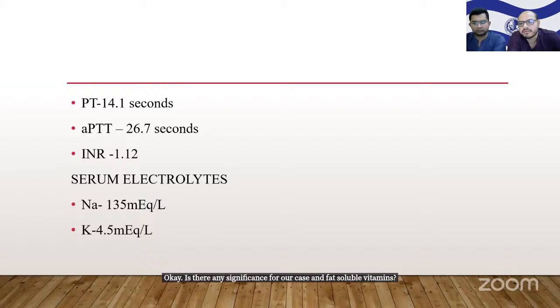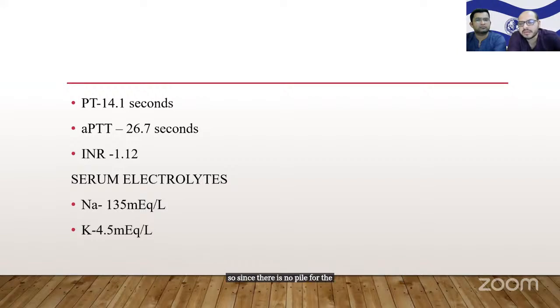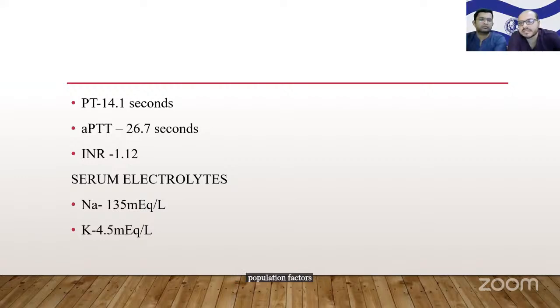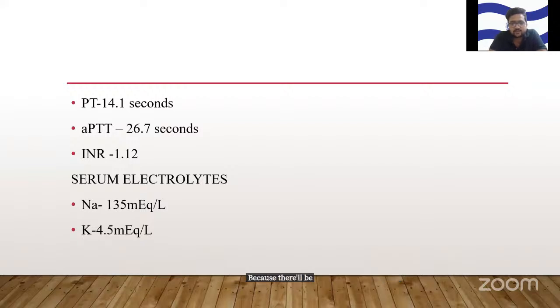Sir, vitamin K, there are certain factors 2, 7, 9, and 10. They are vitamin K dependent factors. Since there is no bile for the absorption of vitamin K, all these coagulation factors will not be synthesized. So it can lead to bleeding tendencies and coagulation disorders. Also, the fat soluble vitamins absorption will be hampered because there will be fat intolerance in this patient.